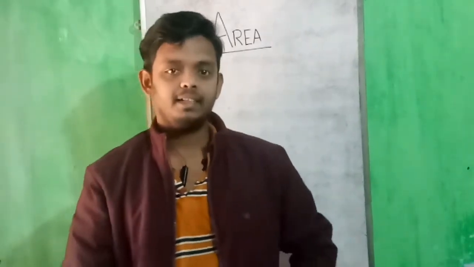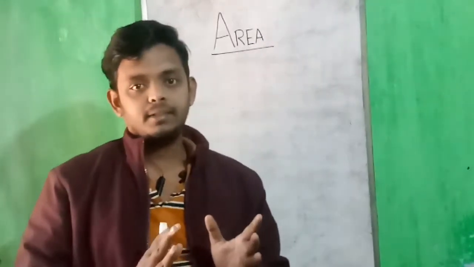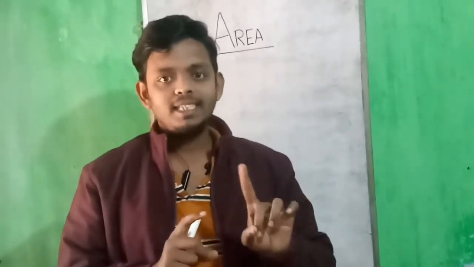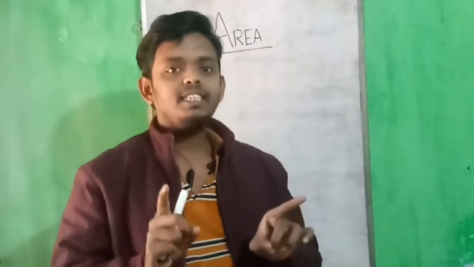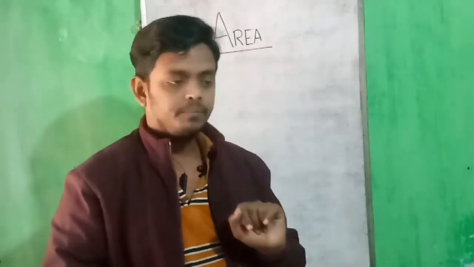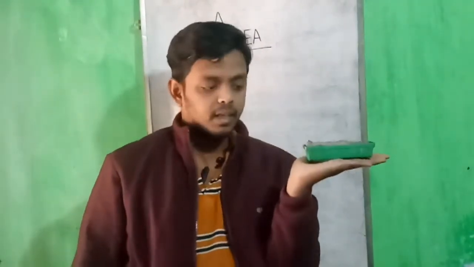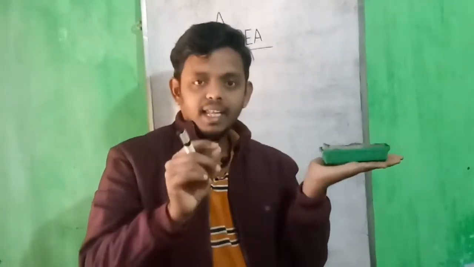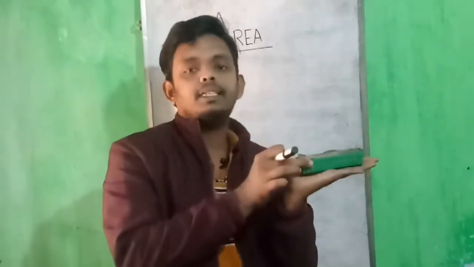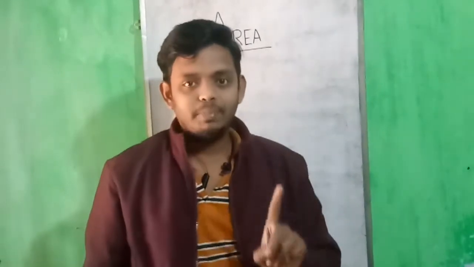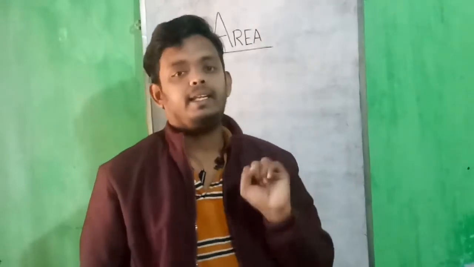The topic is area. So, what is area? Any object or anything that occupies space, and the occupied space is known as area. Here I am keeping my duster on my hand. The amount of space the duster is occupying on my hand is the area occupied by the duster. Simply put, area is nothing but the space occupied by any object or thing.